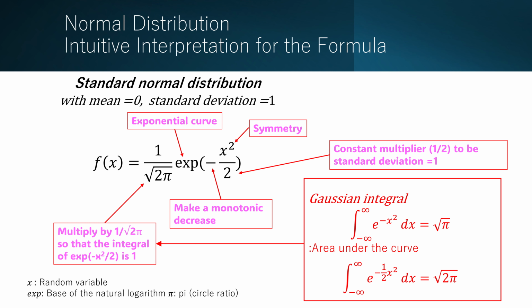We multiply by 1 divided by root 2 pi so that the area under the curve equals 1. When the area under the curve equals 1, it represents a proper probability distribution. And the exponential of minus x squared divided by 2 creates a smooth bell-shaped curve that gets smaller as x moves away from 0. That's what makes the normal distribution symmetric.